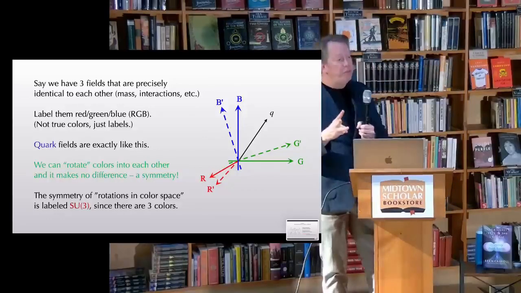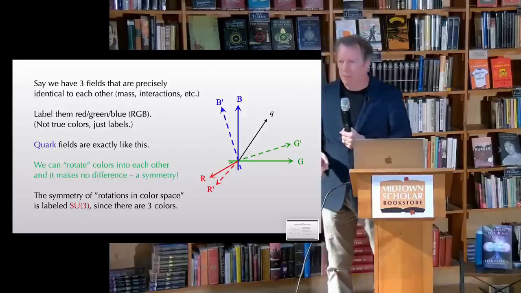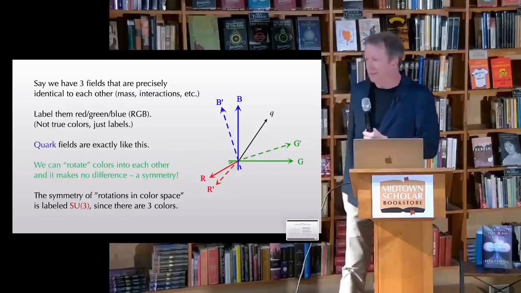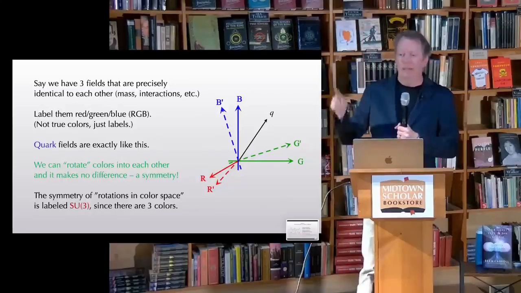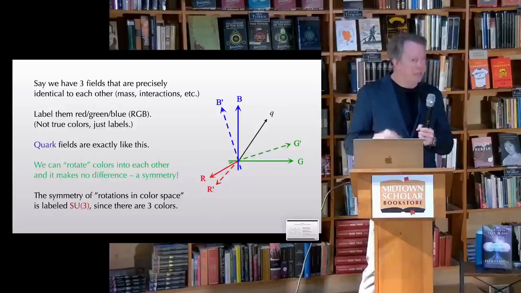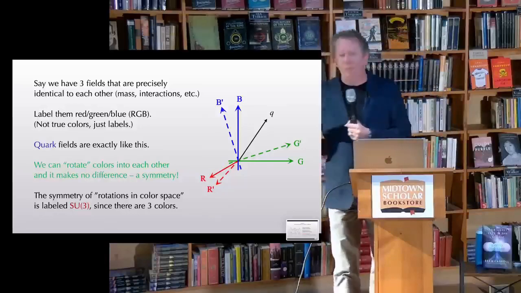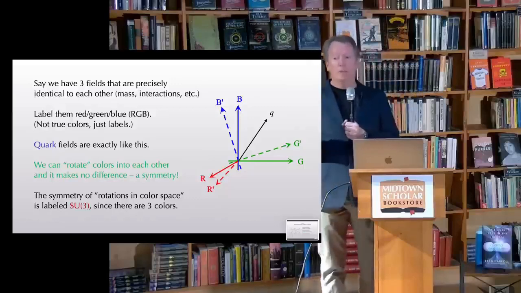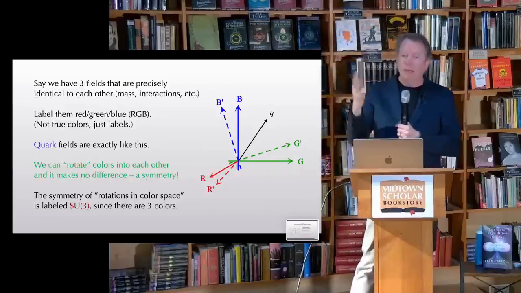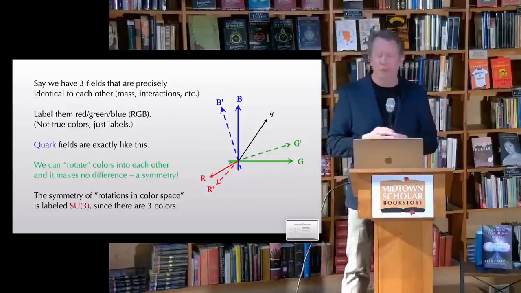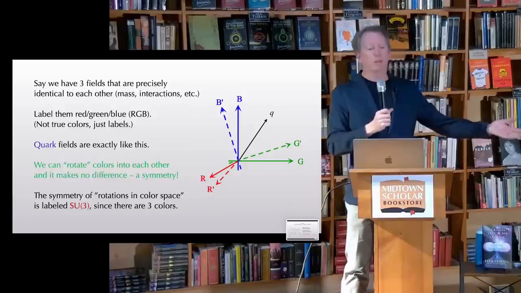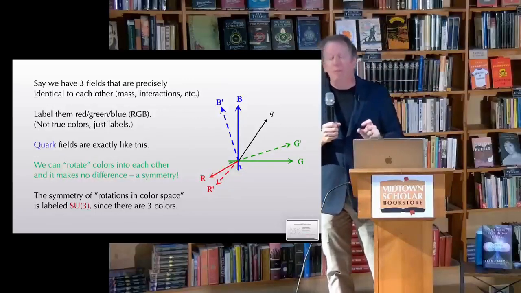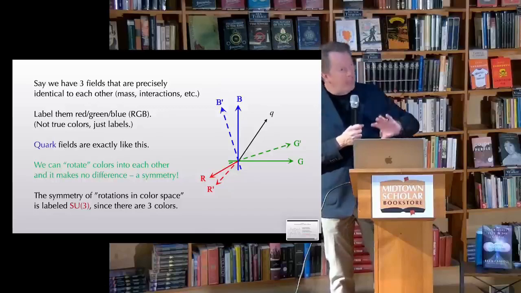So imagine I have 3 fields that are exactly identical to each other. Let me label them: the red field, the blue field, the green field. This is poetic license. They're not really red, green, and blue. You cannot look at them and see colors. Those are just labels, completely arbitrary labels. And indeed, quarks have this feature. You might have been told, depending on what street corners you hang out on, that quarks are either red, green, or blue. That's a tiny fib that you've been told, because it doesn't matter what you label the fields.